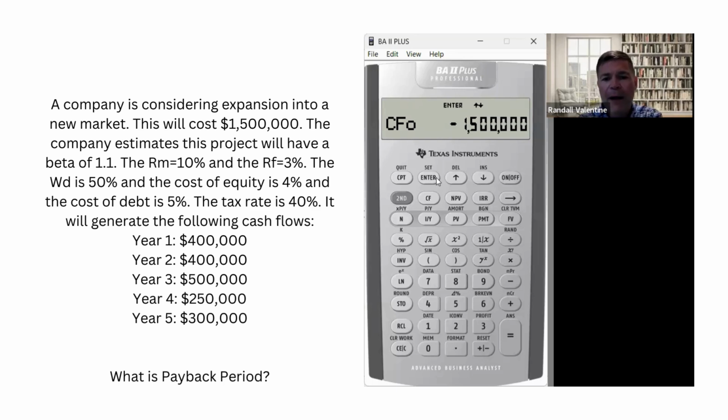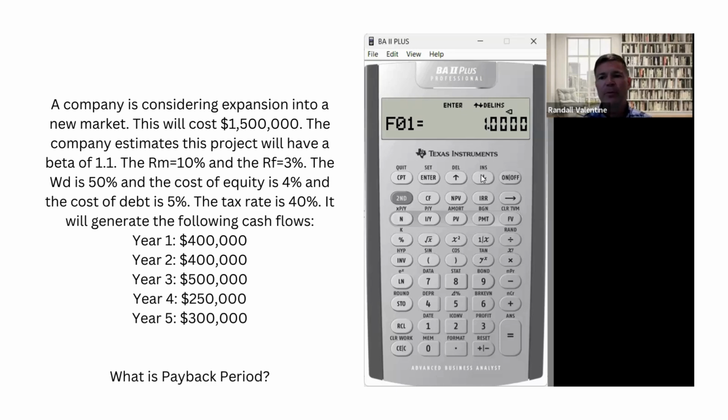So what we do after we do that, you hit enter, not the equal sign, but enter, and then hit the down arrow. And then you get to C01, and C01 is 400,000. So you enter in 400,000, and then enter, and then the down arrow. When you click the down arrow once, it says F01.